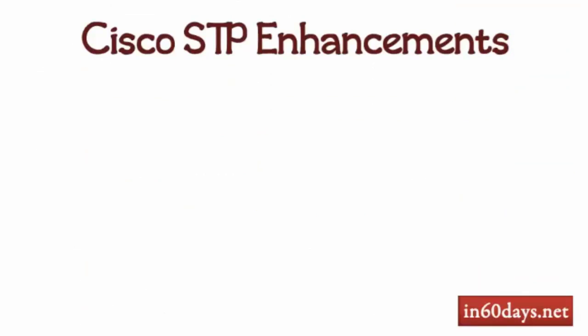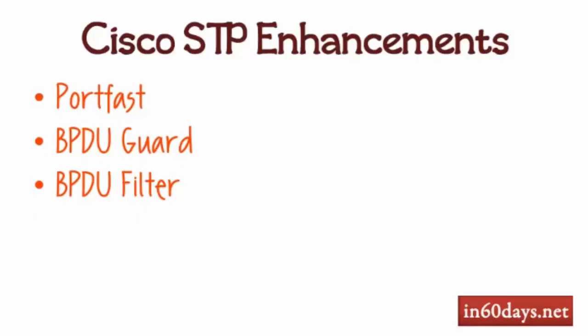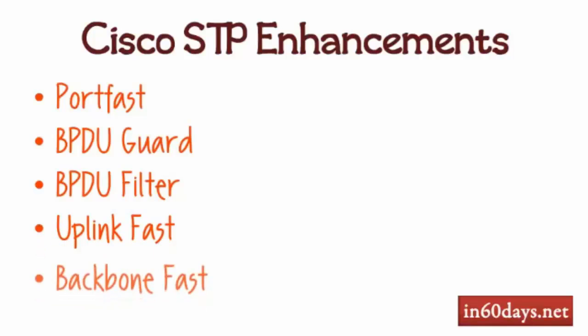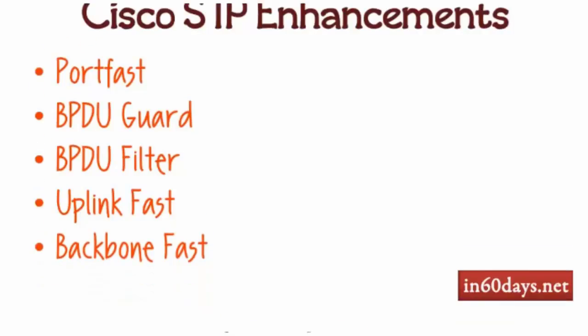Now Cisco have improved upon spanning tree because, as you know, there's some shortfalls, and as you'll see in a moment, there's some potential major issues with it. Four ways are PortFast, BPDU guard, BPDU filter, and UplinkFast. Oh, and BackboneFast, sorry.